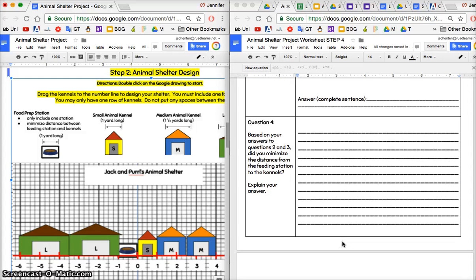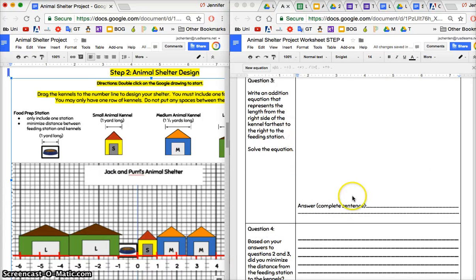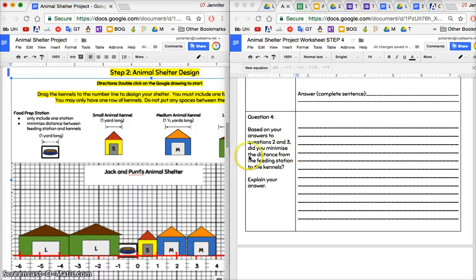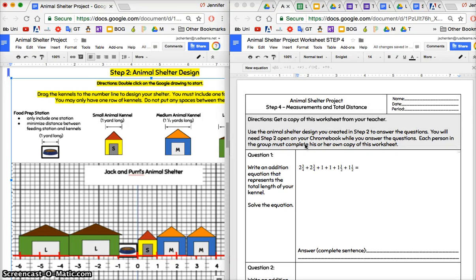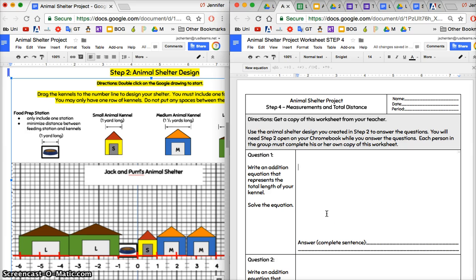Question 4 is an opinion question, but you need to give evidence for it. So question 4 says, based on your answers to questions 2 and 3, all right, so in other words, based on the answers you got to your addition equations for these questions, did you minimize the distance from the feeding station to the kennels? Remember, that was a requirement. The food prep station needed to be minimized. The distance needed to be minimized from the feeding station to the kennels. Please make sure you show all your work on this and ask questions from the teacher if you need help on it. But this is the basic idea, and this will be due in a couple of days.